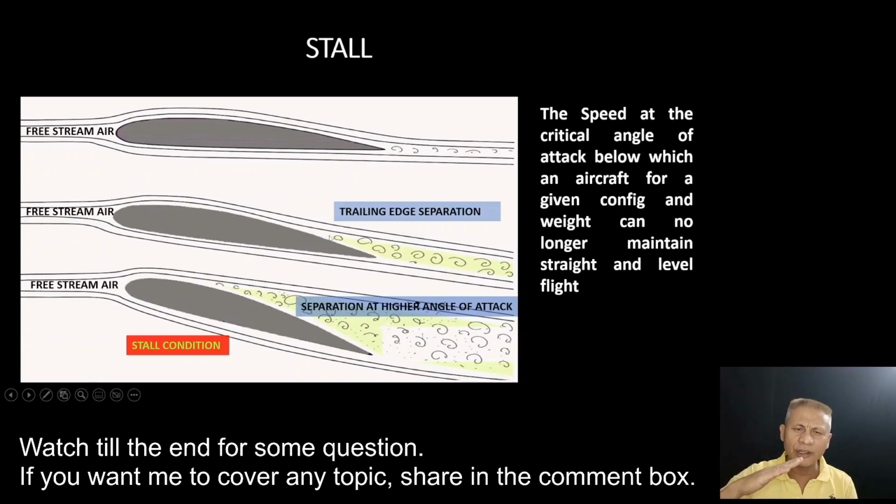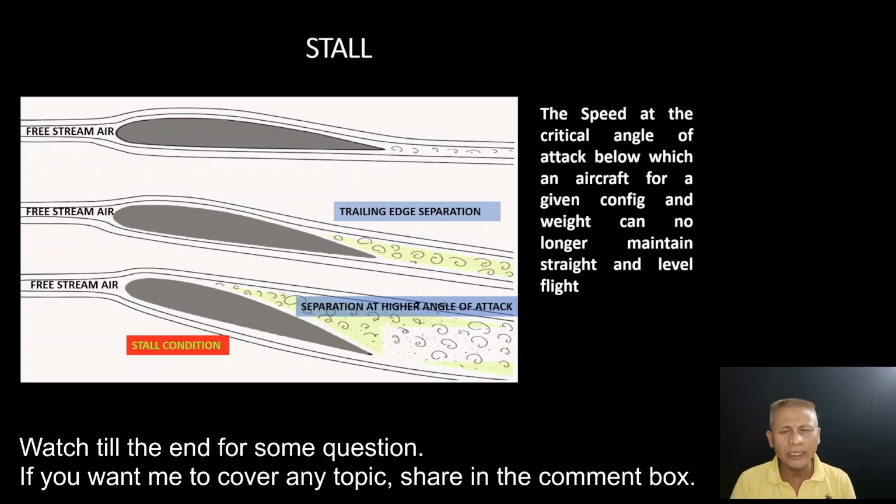As we keep on increasing the angle of attack in order to maintain the lift equivalent to the weight, there will be one particular angle of attack which will give me the maximum lift, CL max. That particular angle is known as the critical angle of attack, and if we reduce the speed further, then the aircraft will no longer be able to sustain its weight. So the aircraft will suddenly lose height. This phenomenon is known as the stall.